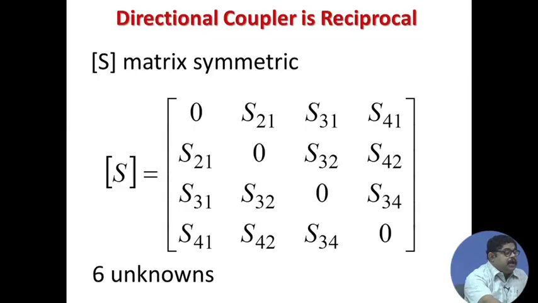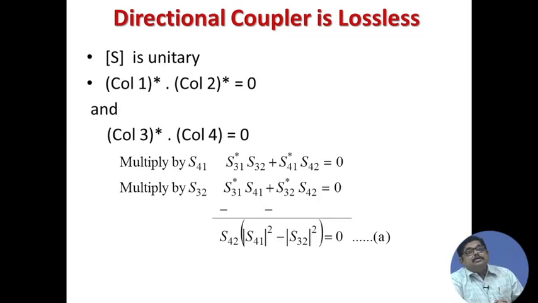Let us invoke another property, that the directional coupler is lossless, that is the third wish list we have. So, S should be unitary, and let us further simplify the S matrix. S unitary means the conjugate of one column dotted with another column will be 0. Now, this choice is arbitrary. So, let us start with column 1 conjugate dot column 2, sorry, column 1 conjugate dot column 2, that will be 0.